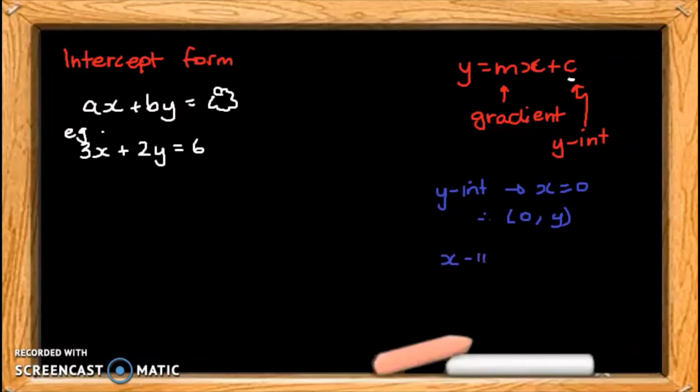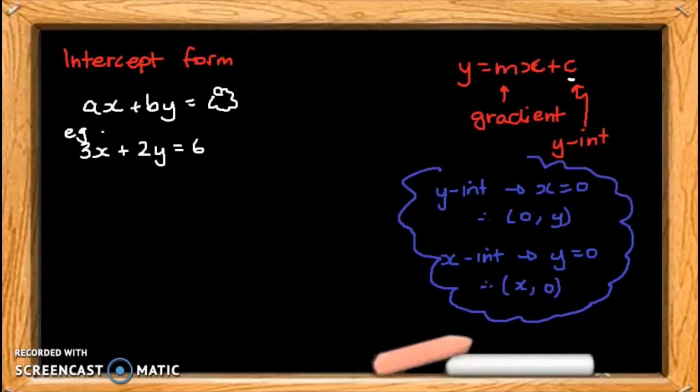In the same way, my x-intercept is where y equals 0. And when I substitute y equals 0 into either of these equations, then I'll get a point that is at some x value and 0, and that's the x-intercept. This never changes and is an important rule.